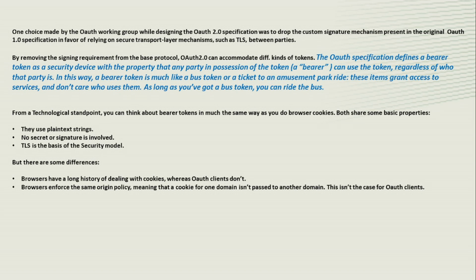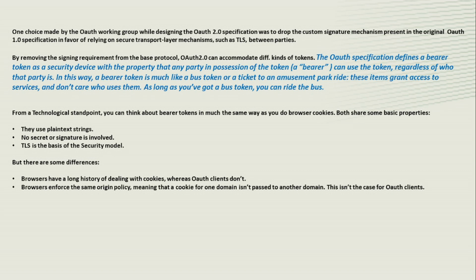The OAuth specification defines a bearer token as a security device with the property that any party in possession of the token can use the token regardless of who that party is. In this way, a bearer token is much like a bus token, or a ticket to an amusement park. These items grant access to services and don't care who uses them. As long as you have a bus token, you can ride the bus. The same thing we see at the bus or the amusement park.